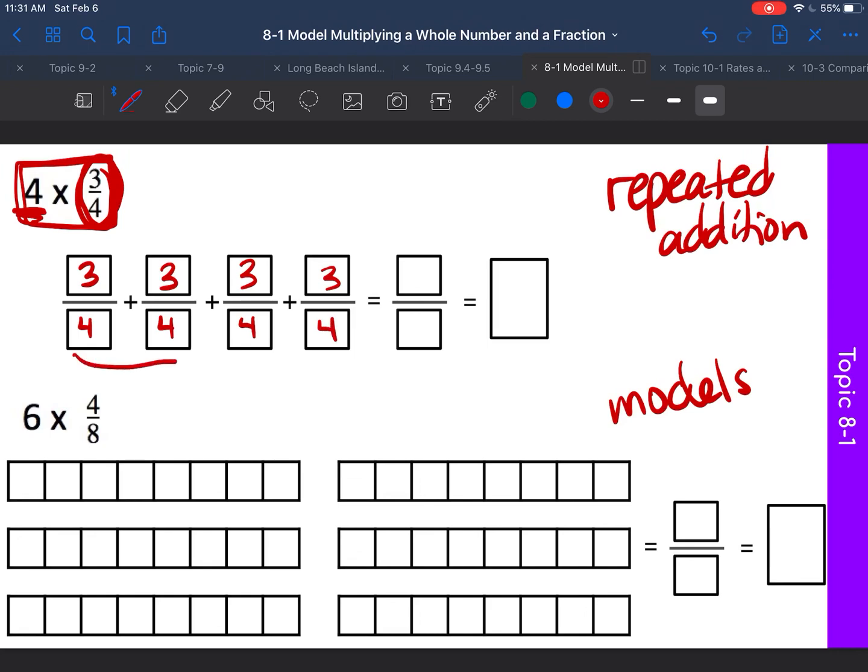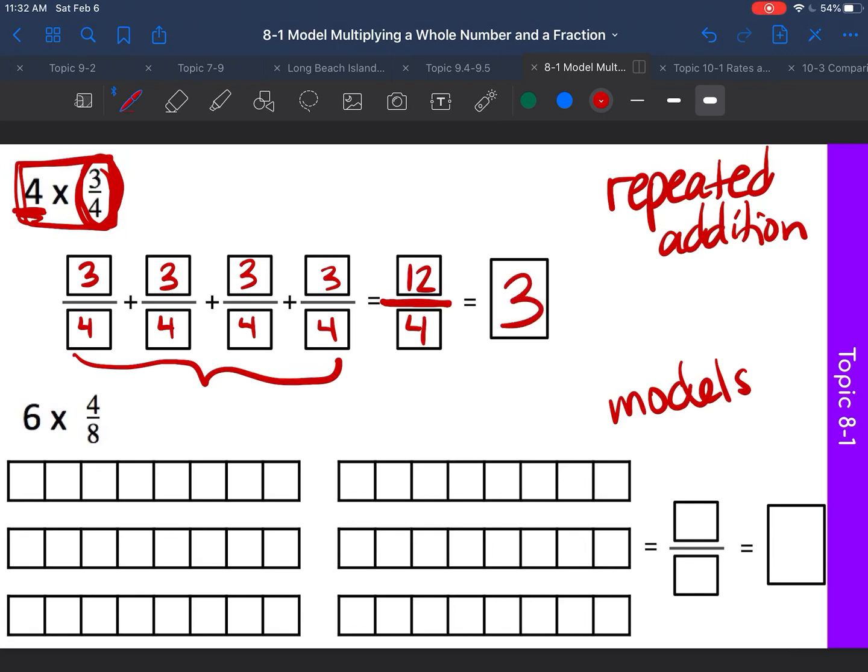And since, again, they have all the same denominator, okay, you can just add the numerator straight across. So 3 plus 3 is 6, plus 3 is 9, plus 3 is 12. So you get 12 over 4. Again, this stands for division. So 12 divided by 4, and again, this is a basic fact, is 3.